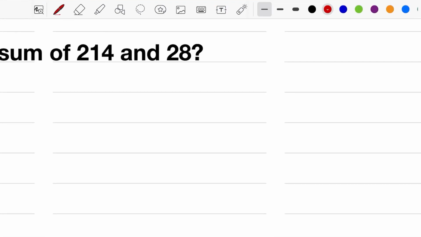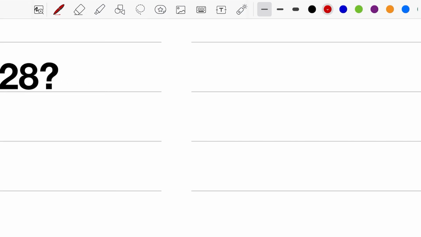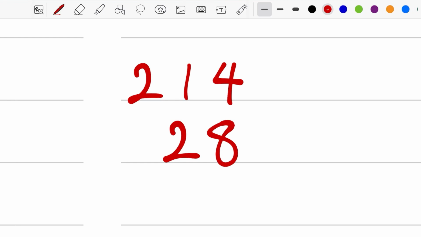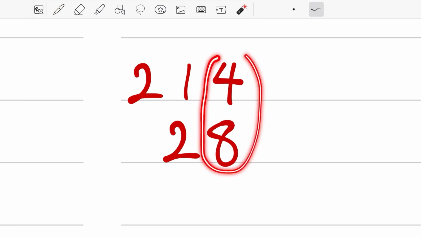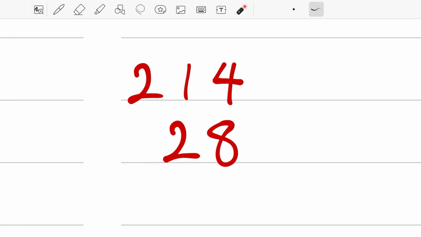Let's do some addition. 214 plus 28. So we must line up our place values. Here we can see the ones is lined up with the ones and the tens with the tens. Right? So do not align your numbers from the left, but rather align your numbers from the right. Now that we have the digits in the right place, let us add.